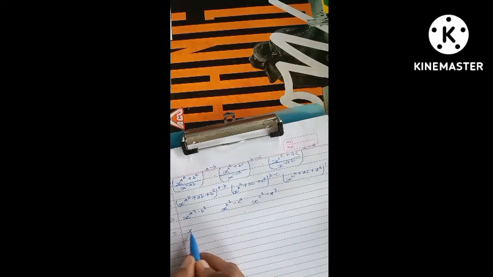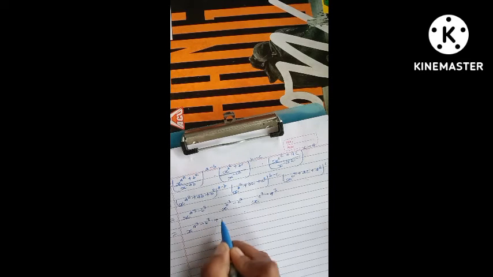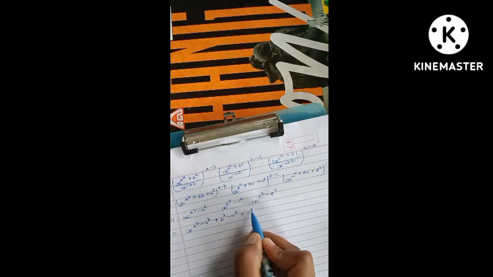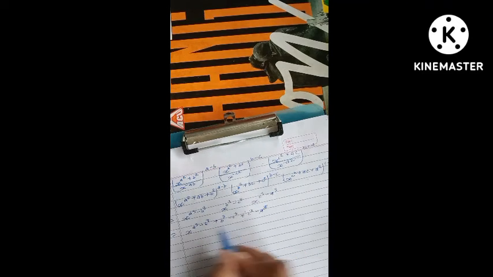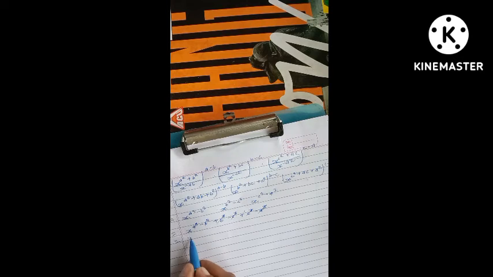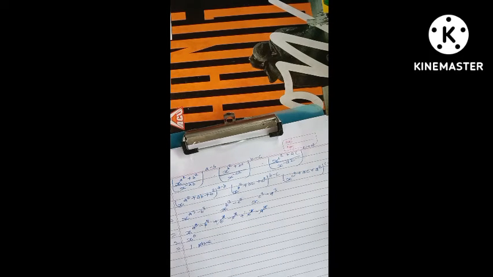Similarly, we can write x to the power (a³ − b³ + b³ − c³ + c³ − a³), and then it equals x to the power 0, which is equal to 1. It's your answer. And then similarly, the (f) part is also the same.